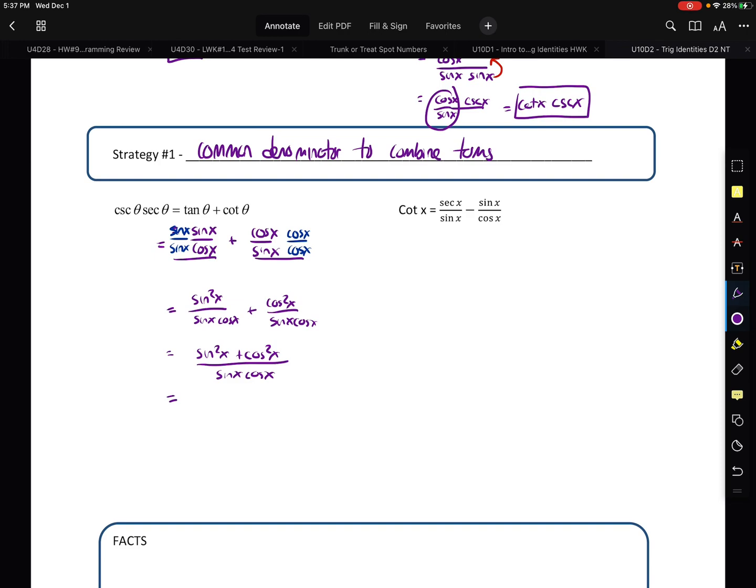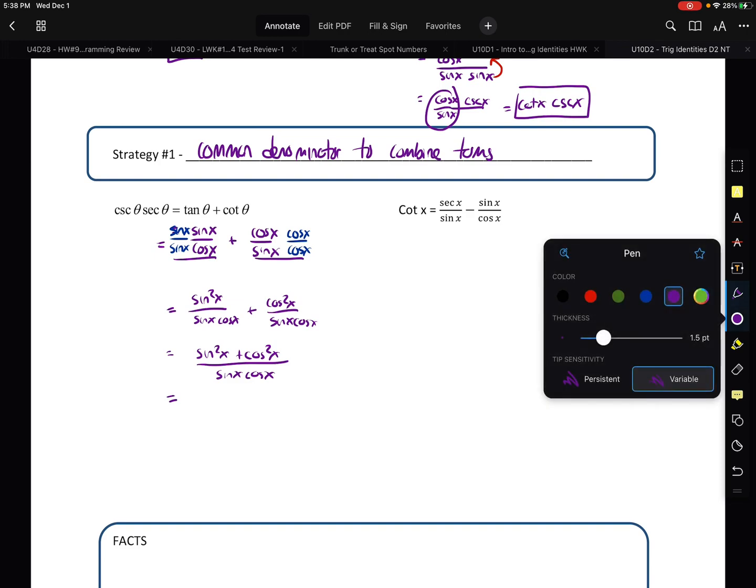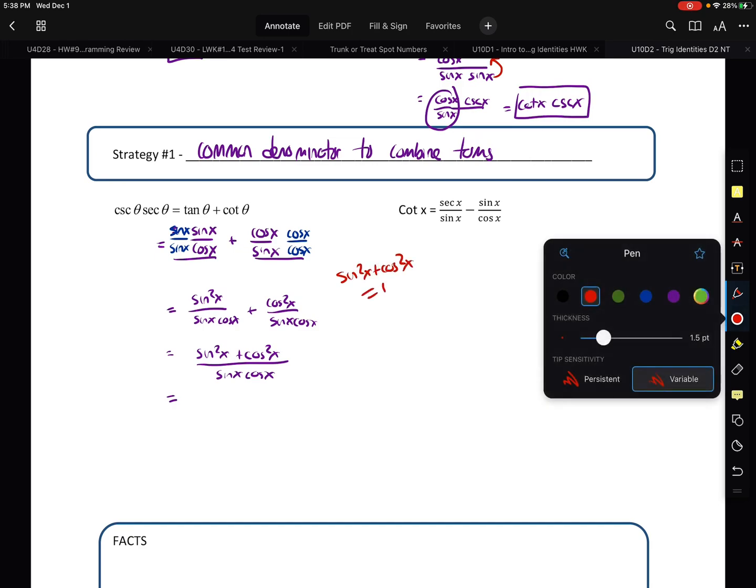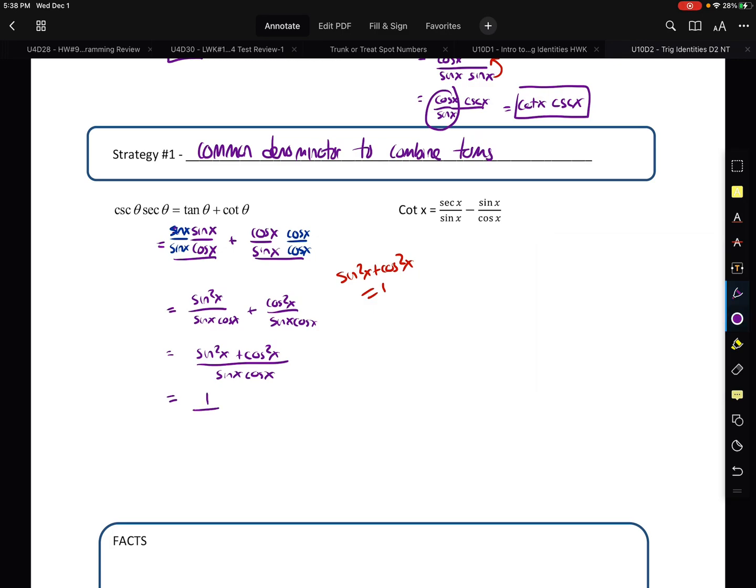Well, what's my key rule here? Key identity rule. Sine squared x plus cos squared x equals 1. So subbing that right in, I got 1 over sine x cos x. If I move up the sine, I move up the cos. Cosecant x, secant x, done. And that is all made possible due to having a common denominator.